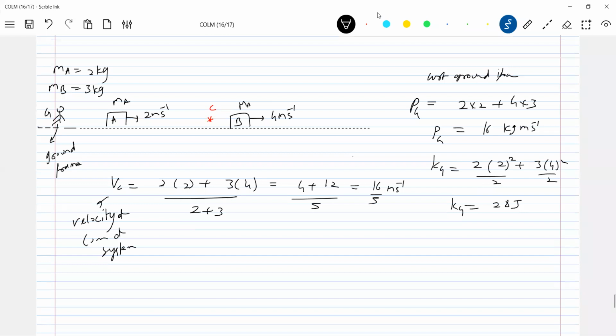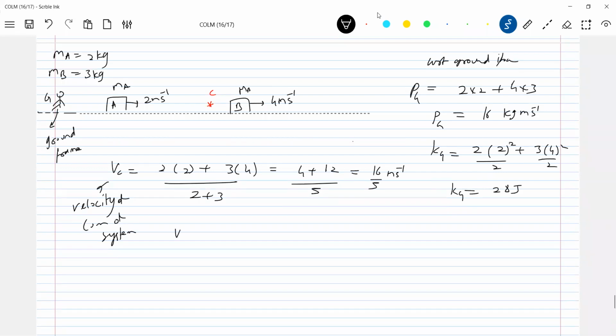Let's calculate the velocity of particles A and B with respect to C. So VAC. What is VAC? VA bar minus VC bar. Velocity of A is how much? 2 i cap. Velocity of center of mass 16 by 5 i cap. So 10 minus 16 by 5, that is minus 6 by 5. Look at how the particle appears, moving away.